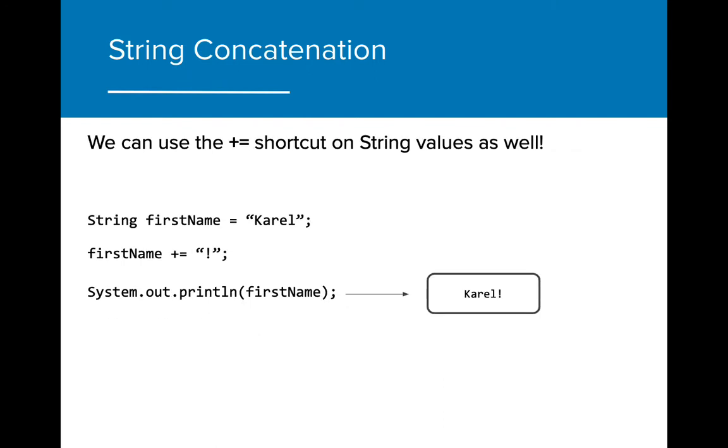Just as we could use shortcuts to add primitive values, we can use the plus equals shortcut to assign string objects additional values. Instead of having to write firstName equals firstName plus something, we can just write firstName plus equals something, which will add something to the end of firstName.